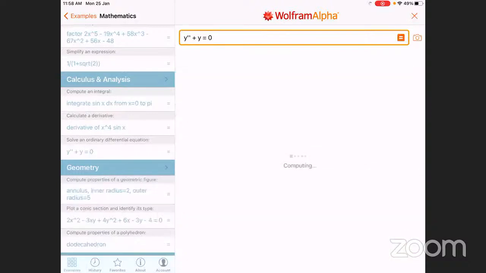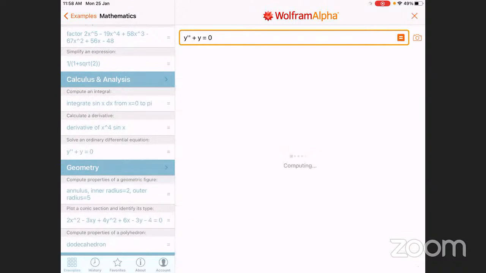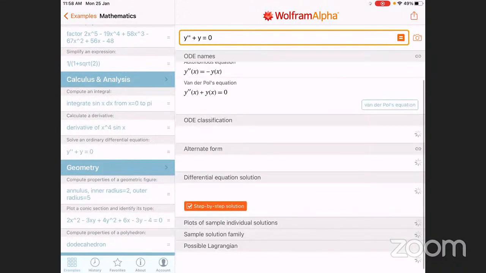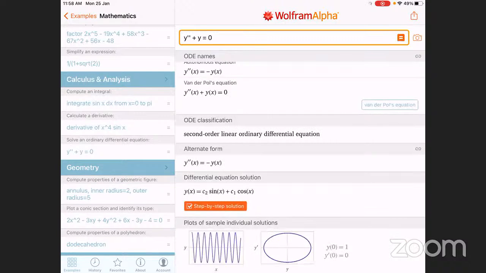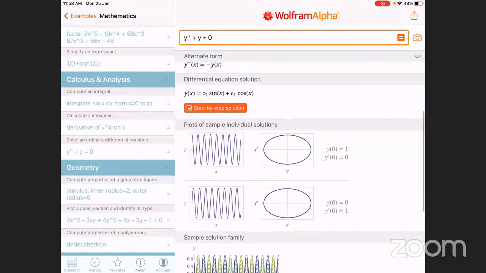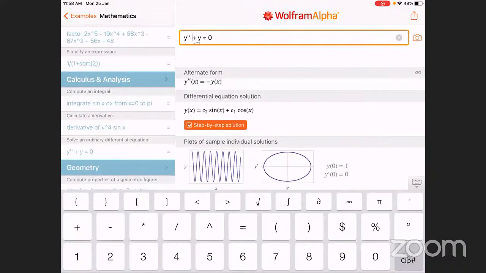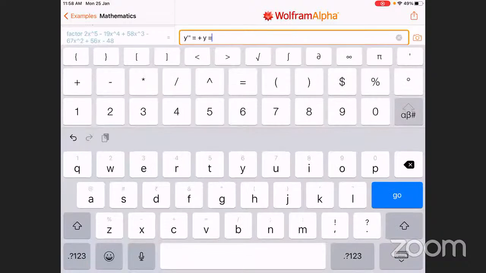If I look at this question, y double dash plus y is equal to 0, you can just see the solution. Look, graphs have come. With these two initial values, this is the solution. The equation is this. Of course, you can put some other equation also, not necessarily this. Still, you can get the solution.